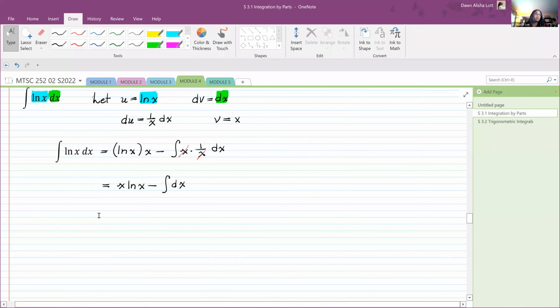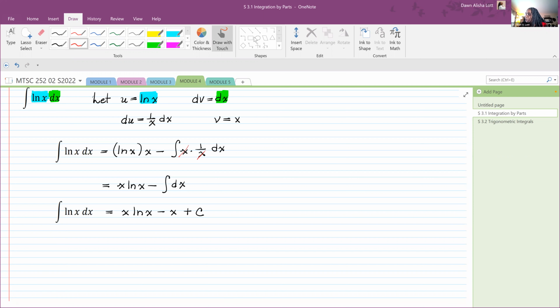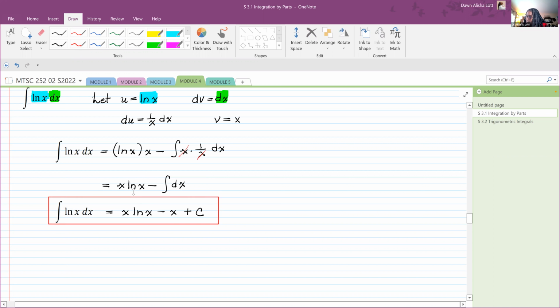So now I get the integral of the natural log of x is equal to x times the natural log of x minus that integral, which is just x, and then now I have a constant. So I'm done. It looked hard, but it turned out to be a very nice problem. Okay, any questions about that?